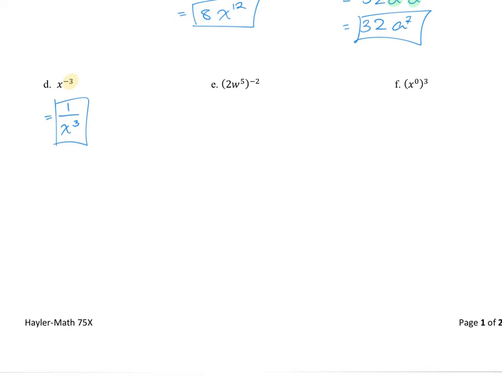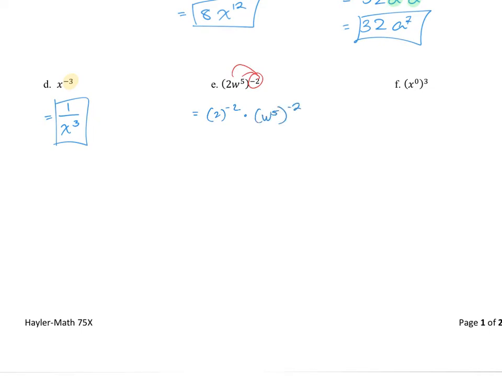Let's see. We might be tempted to go ahead and use the fish out of water rule first, but what I like to do is first get rid of the parentheses and then apply that negative rule. Because if not, it can be a little complicated. So let's always work with the parentheses first. We can use the distribution rule for exponents, and we get 2 to the negative 2 power times w to the fifth to the negative 2.